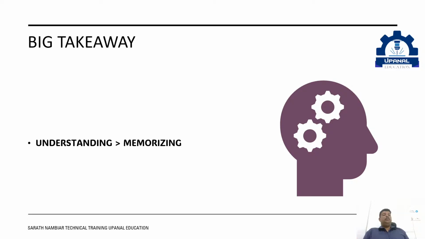Now, here is the most important takeaway from today's session. Many beginners try to memorize the G codes. They try to remember everything, but that is not the right approach. Understanding is more important than memorizing. If you understand the structure, you can learn any CNC program. If you only memorize, you will get confused. So focus on understanding how the program works. Once that is clear, everything else becomes clear.